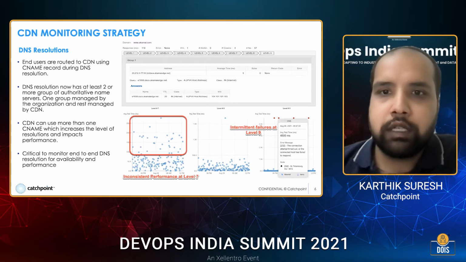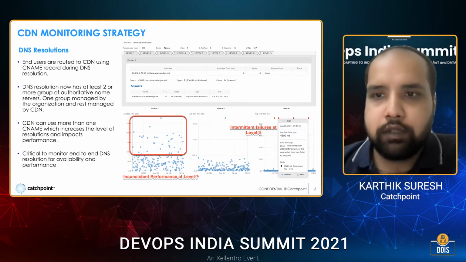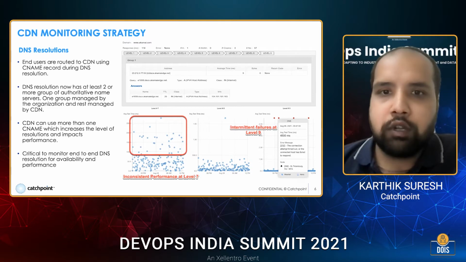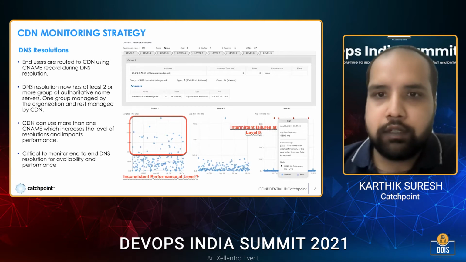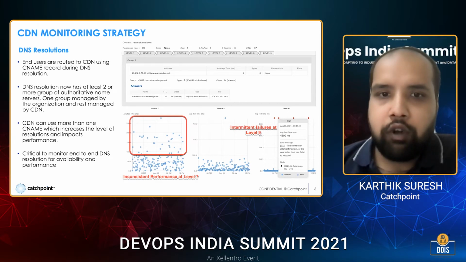The first one and the most critical service of digital delivery is the DNS resolution. DNS, as we all know, resolves domain names like, for example, www.catchpoint.com to its respective IP address, and CDNs rely on the DNS resolution process to route users to optimal edge servers. During a DNS resolution, organizations will be asked to CNAME their domains to another host name provided by the CDN. This allows CDNs to take control over DNS resolution for that particular domain and then provide the IP address of optimal edge servers for users.